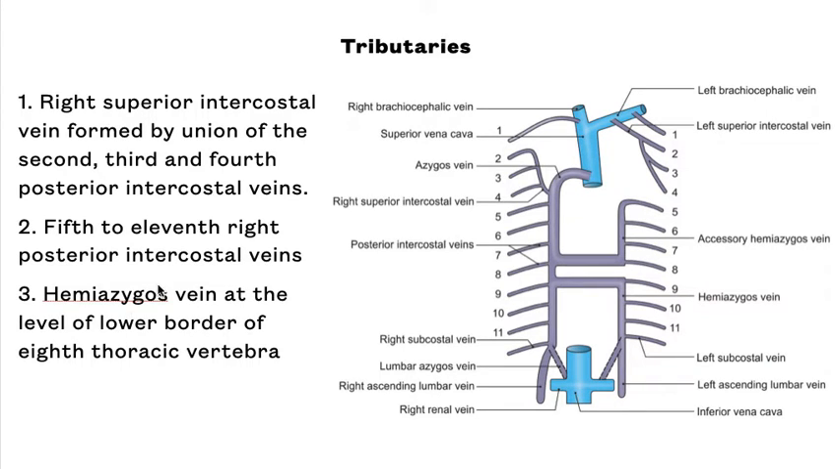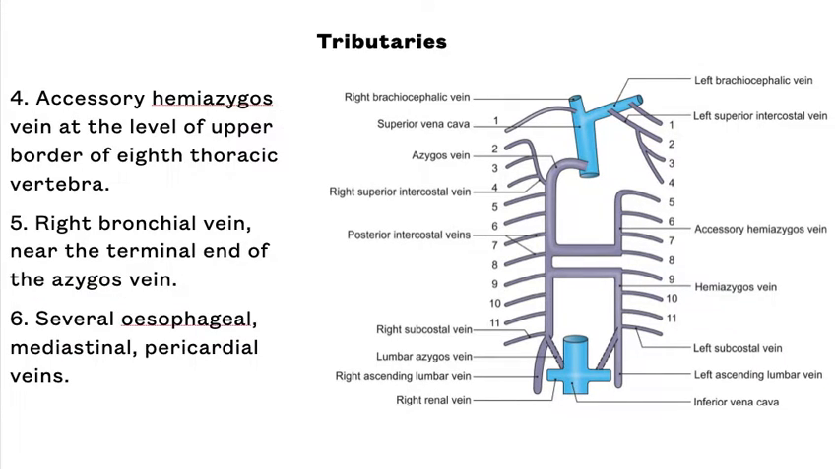Firstly, the right superior intercostal vein formed by the union of the second, third, and fourth posterior intercostal veins, then 5th to 11th posterior intercostal veins, then hemiazygos vein at the level of the lower border of the 8th thoracic vertebra, the accessory hemiazygos vein at the level of the upper border of the 8th thoracic vertebra, the right bronchial vein near the terminal end of the azygos vein, several esophageal, mediastinal, pericardial veins.